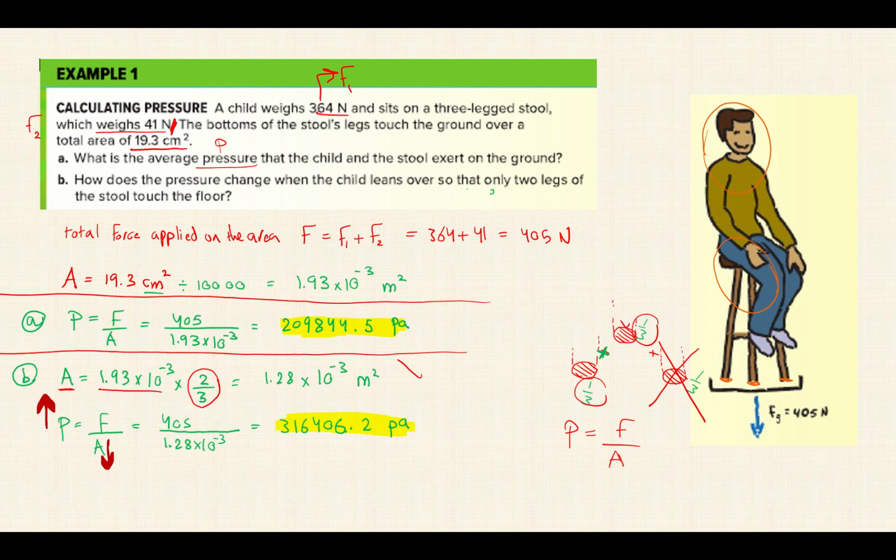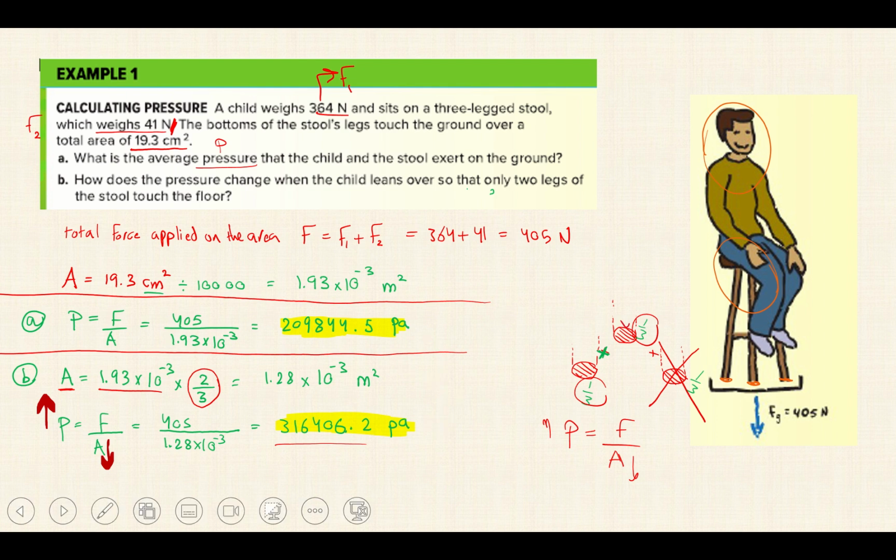Now, after we found the new area, we apply the pressure equation again to find the new pressure. P equals F over A. The force applied is still the weight of the child and the chair, so 405, divided by the new area, which is 1.28 times 10 to the negative 3. After dividing, you can see that the pressure has increased. Since the area has decreased, the pressure will increase.